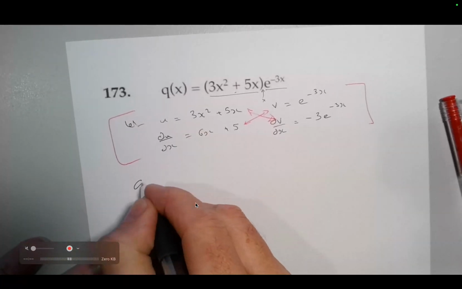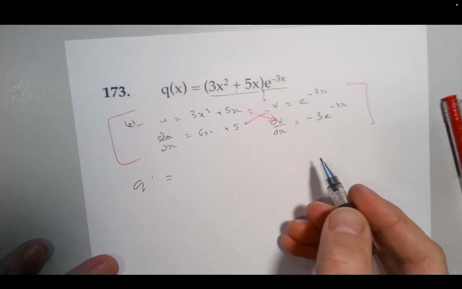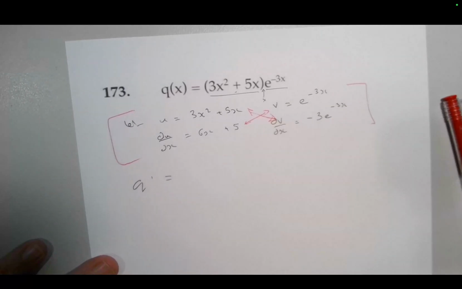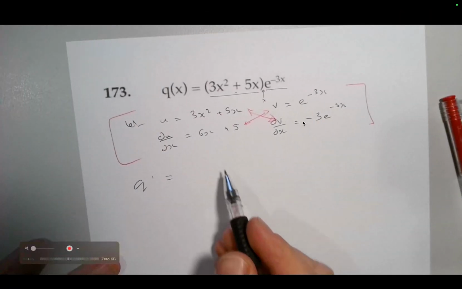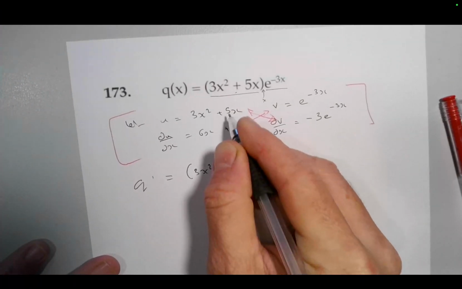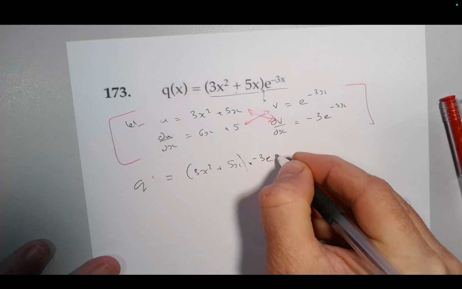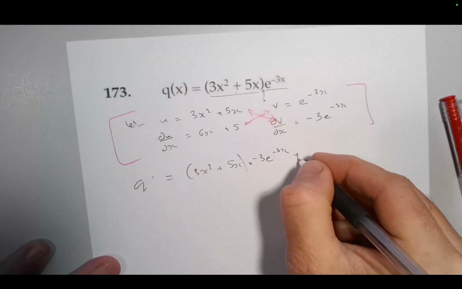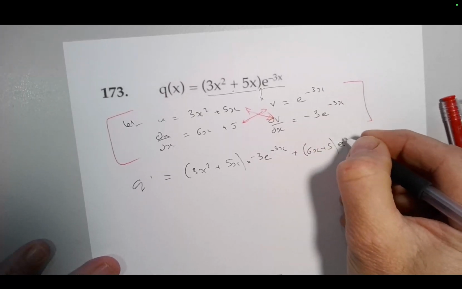Okay, so let's finish this off. With confidence I can say q dash equals... does it matter which way I do them first? No, it doesn't, because you're adding these two terms. That bit plus that bit, it doesn't matter which way we present it first. But for argument's sake, that's u times dv by dx first. So brackets 3x squared plus 5x times 3e to the minus 3x, and then plus bracket 6x plus 5 times e to the negative 3x.